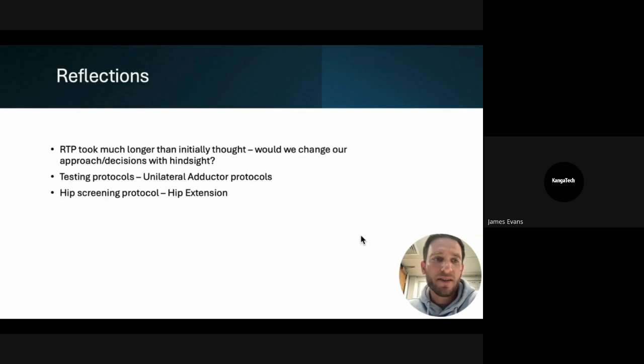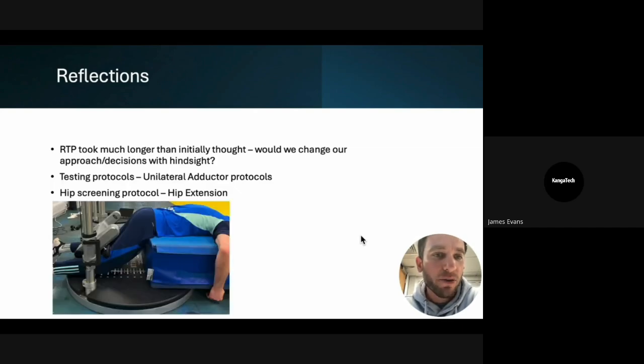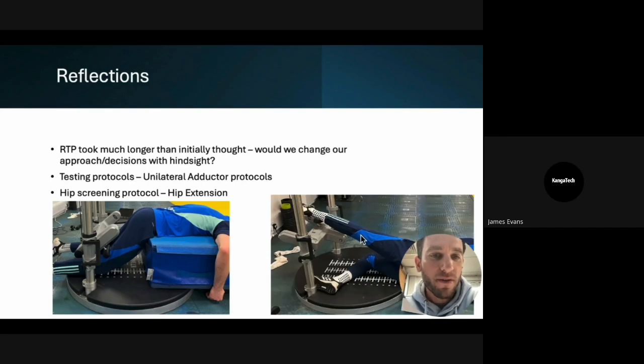Looking at some of the testing protocols that we used, this was the first time that I'd used the unilateral adductor protocol, and I found that to be a great protocol for this, and I found it highlighted differences between left to right better than the squeeze tests. And I think moving forward, this is one that I'll definitely look to use with our players in the future. So you can see the test position here on the right, and then just stabilizing the pelvis to now enable the player to produce a force.